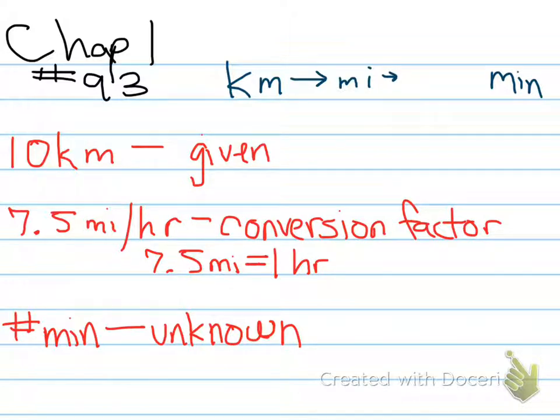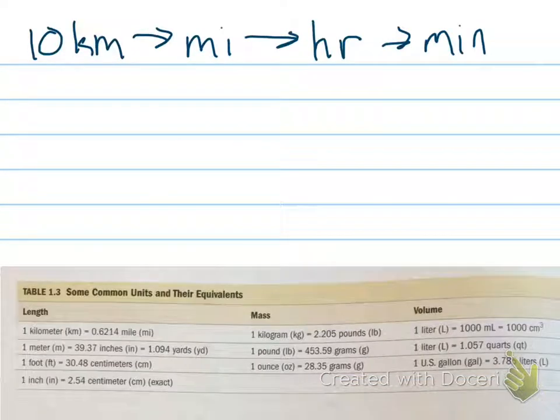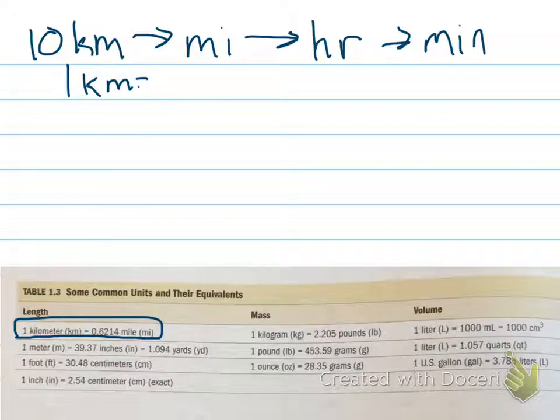And we have the conversion factor for miles into hours. And hours is a time unit just like minutes. So then we will convert from hours into minutes. The textbook has a great chart of some common units and their equivalents. So we're looking right now at kilometers and miles. So we know that 1 kilometer is equal to 0.6214 miles. Okay, so that's a conversion factor that we're going to need to use.